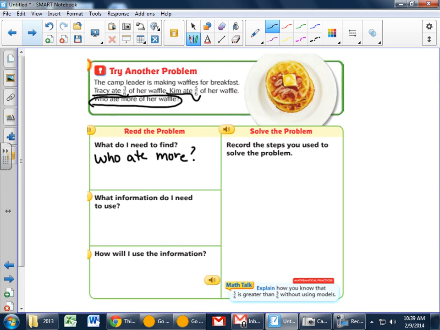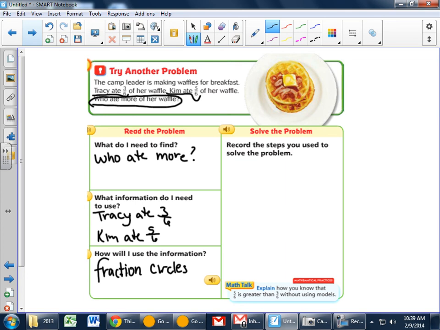What information do you need to use is that Tracy ate 3/6 and Kim ate 5/6. Okay? How will I use the information? You can use your fraction strips again, or fraction circles. I think with waffles I'm going to draw circles. And we do have fraction circles that you can use if you want to lay it out also to help you with your drawing.